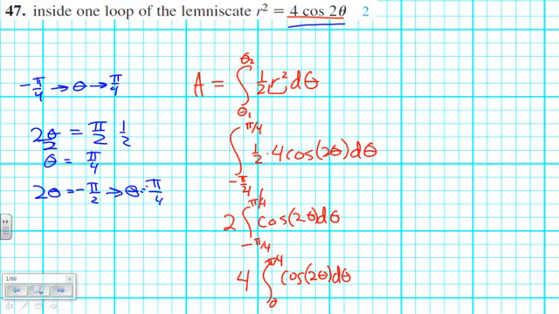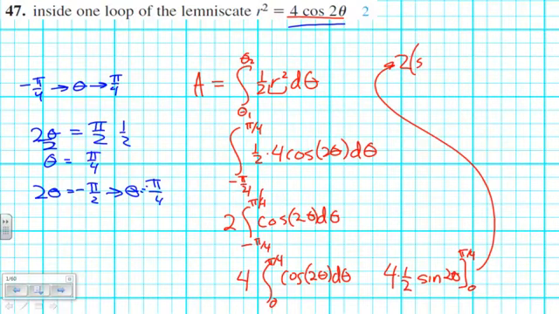All right. So this is going to end up being 4 times 1/2 sine 2 theta evaluated from 0 to pi over 4, which, if I continue on, ends up being 2 times sine of pi over 2 minus sine of 0. Double check my math, please. All right, so 2 times sine of pi over 2 is 1, minus 0. I get 2, and they get 2.